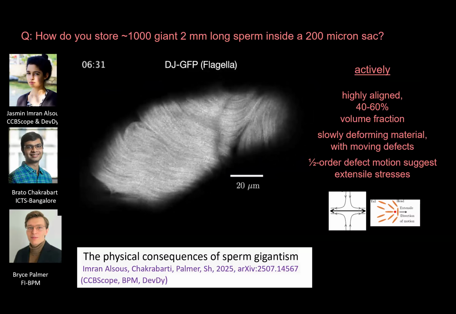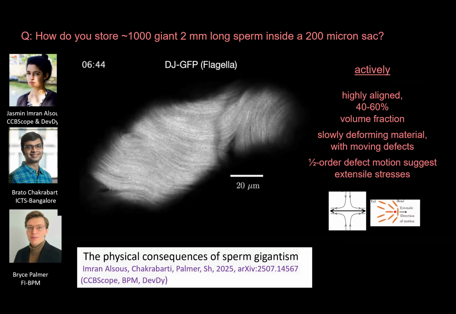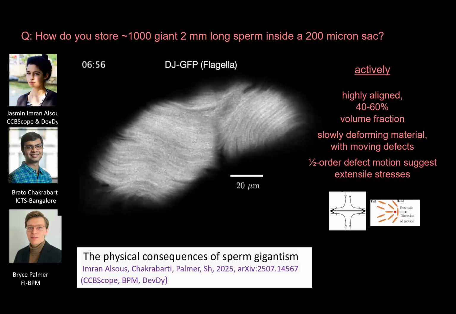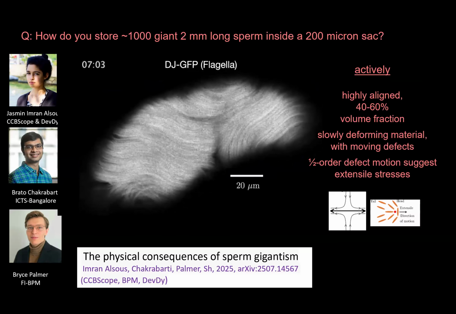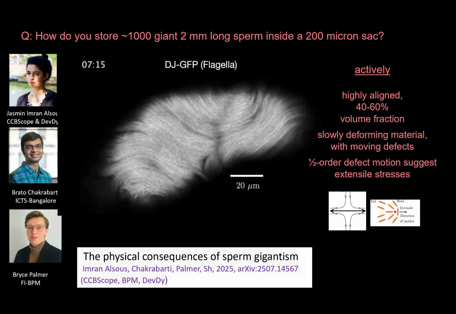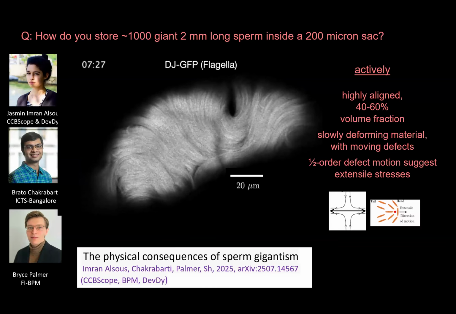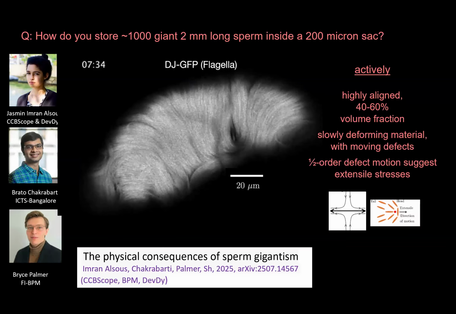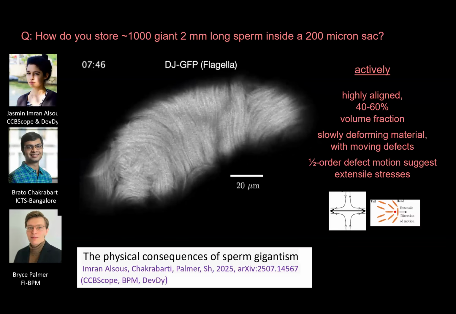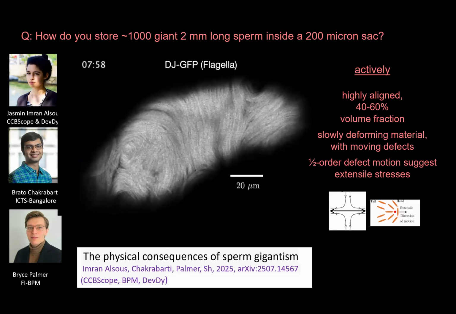So my answer is you store it actively. These are actually packed in here at 40 to 60% volume fraction, which is huge. Fluid mechanics is not the game here. At those volume fractions they are what's called highly screened. So you have this slowly moving, deforming material, if I think of that as a material, that has moving defects, and I missed the half going on here. There's a +1/2 defect that looks like that, which you saw at one point, and is propagating like a comet in the direction of its head.